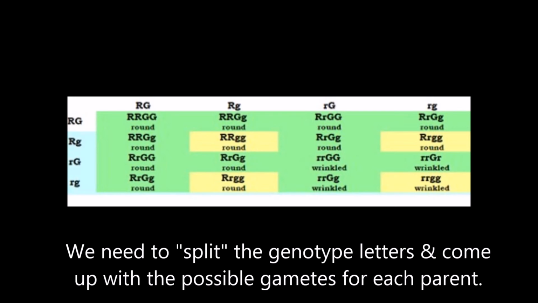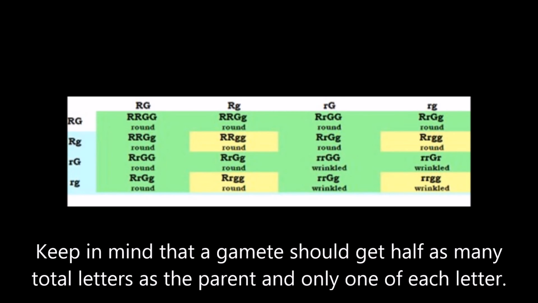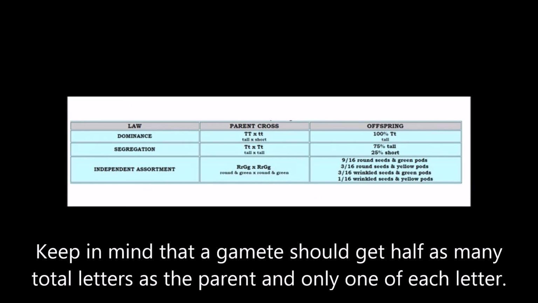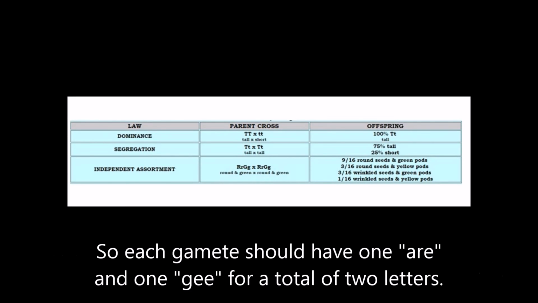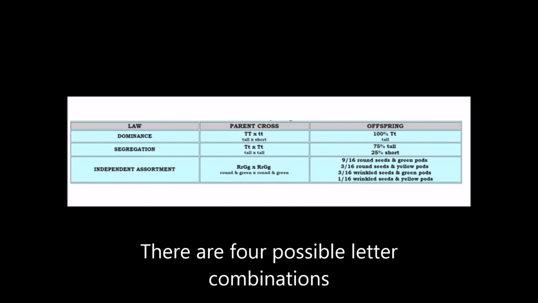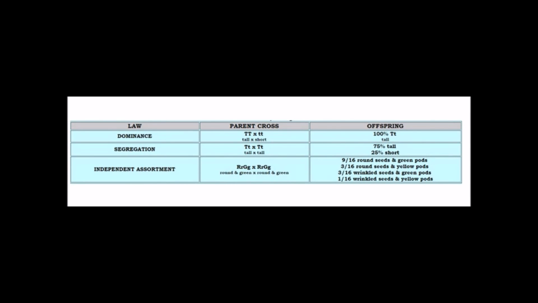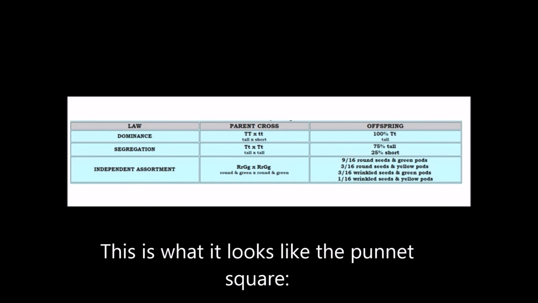We need to split the genotype letters and come up with the possible gametes for each parent. Keep in mind that the gamete should get half as many total letters as the parent and only 1 of each letter. So each gamete should have 1 R and 1 G for a total of 2 letters. So there are 4 possible letter combinations. This is what the Punnett square looks like.